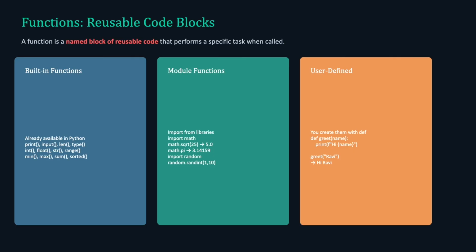Python has three types. Built-in functions like print, input, len, type, int, float, min, max, sum, and sorted are ready to use. Module functions come from libraries. Import math gives you square root and pi. Import random gives randint. User-defined functions are ones you create using the def keyword. Functions promote code reuse, make programs organized and easier to debug.